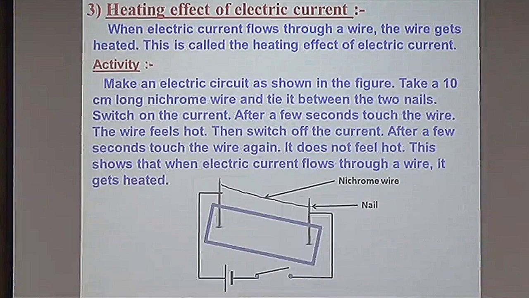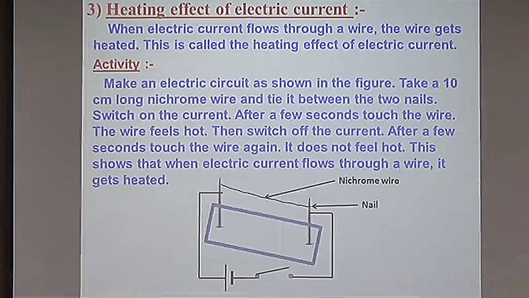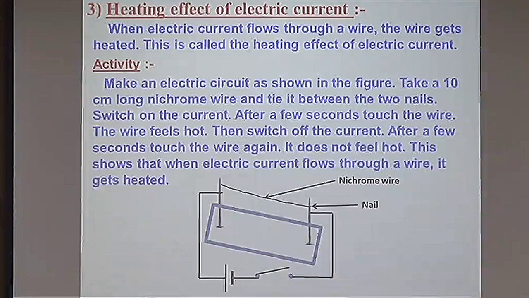Now what does it denote when the nichrome wire gets heated? The nichrome wire is heated because of the electric current flowing through it. This shows that there is heat produced in the wire when electric current is flowing through the circuit. Now when we touch the nichrome wire, we see that the nichrome wire is hot. This tells us that whenever electric current is flowing through the circuit, heat is produced.